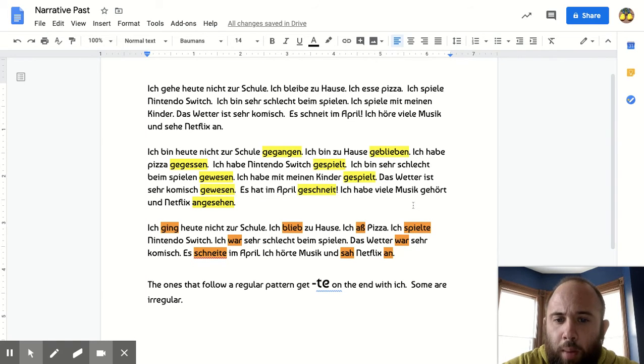Notice some follow a pattern. Spielte. Yeah, ich spielte Nintendo Switch. Es schneite. We add te to regular verbs. These are the ones that had the same pattern when they were past participles, when they were ga words.